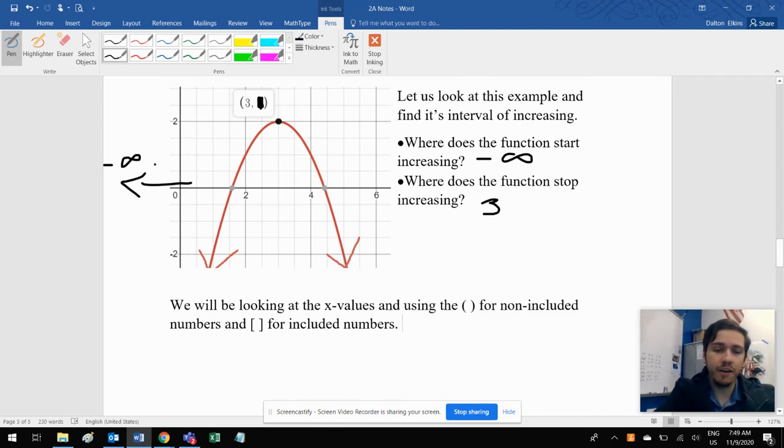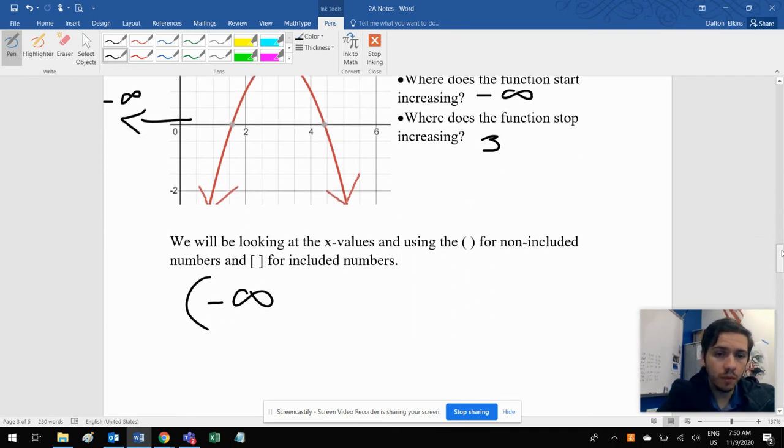So when I look at the interval of increasing, I'm going to say it starts at negative infinity. We use the parentheses with negative infinity and positive infinity because they're not numbers, so we can't include them. Brackets only work for included numbers, and we can't include negative infinity. It's not actually a number. I'm going to say it goes from negative infinity, and then it goes to 3.